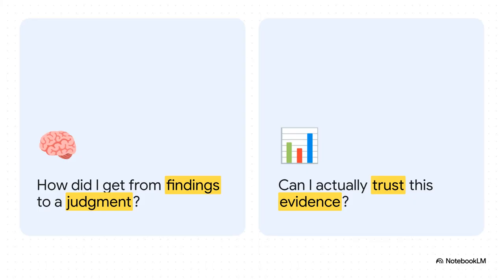But the most vital connection here is how this all relates to evidence-based medicine, or EBM. While clinical cognition asks, how did I get from findings to a judgment in the first place, EBM is asking, can I actually trust the evidence I'm using? These two sibling courses are perfectly complementary. You can start with either one, but together, they form a complete armor of rigorous medical thought. One handles the internal logic, and the other handles the external data.